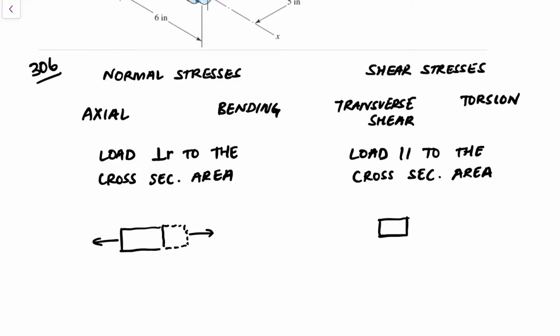So let's say we have a beam and apply a load here. And you need a counteracting load to keep it in static equilibrium, like I have in the normal stresses. And what ends up happening is, you could say, it drops down and is offset. So this load right here is parallel to the cross-sectional area.